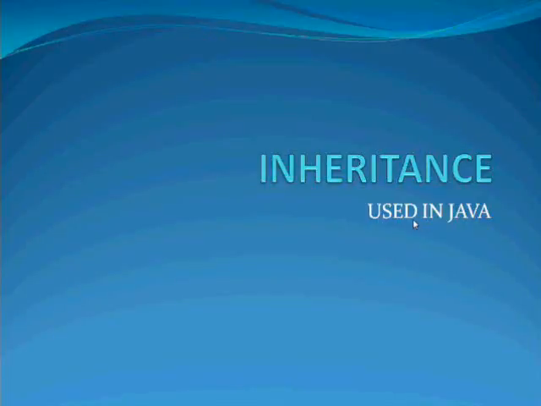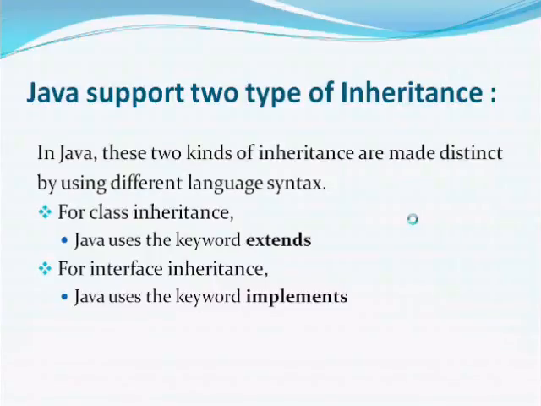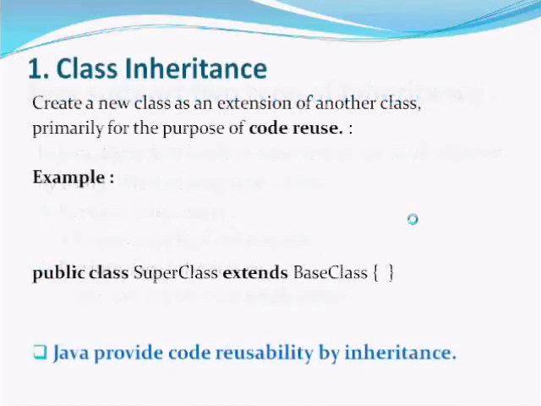Now we will look at how inheritance is used in Java. There are two types of inheritance used in the Java language, which are class inheritance and interface inheritance. Class inheritance: here we create a new class as an extension of another class.